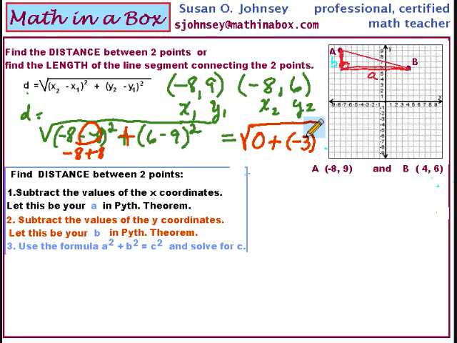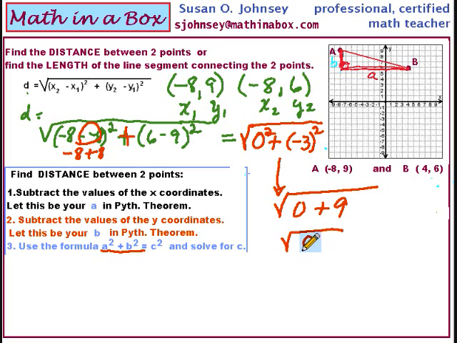So after you do the subtraction inside the parenthesis, you will have to square each of these, and then we will add them. Now I want to remind you, a -3 squared means -3 times another -3. That will give you a positive 9. Then we also have the positive because we're adding. So the distance between these 2 points, -8, 9, and -8, 6, is 3.